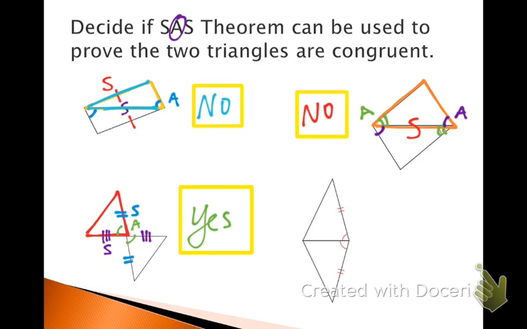So again, we know vertical angles are congruent. It's just understood. So you are allowed to write that in.